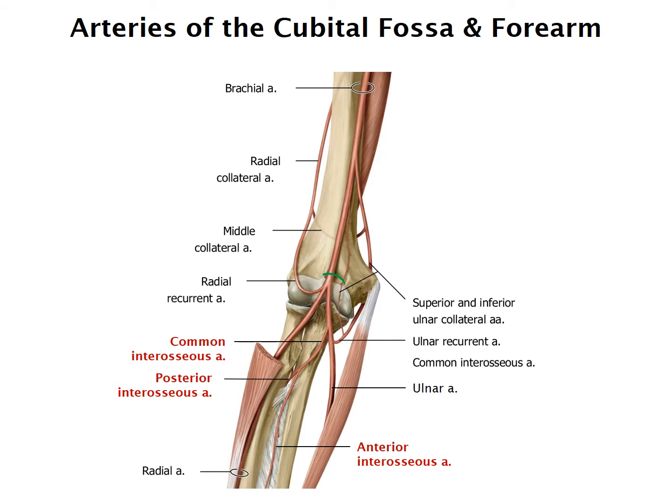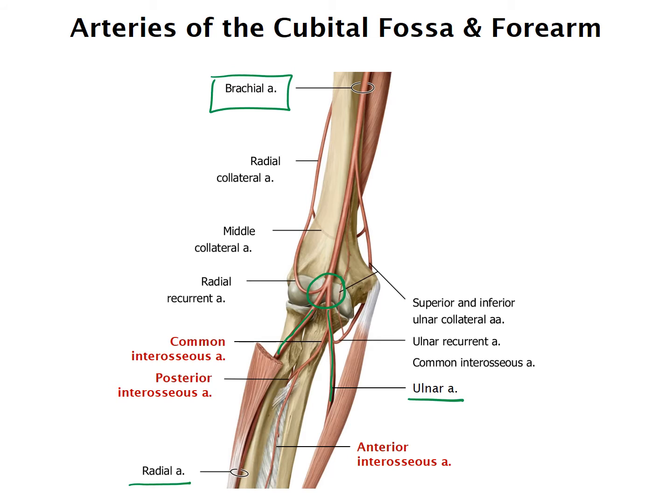Here within the cubital fossa, the brachial artery coursing through the arm terminates as both the radial artery, shown here, and the ulnar artery, shown here. The radial artery runs down the lateral side of the forearm, and it can be palpated near the wrist. The ulnar artery courses down the medial aspect of the forearm.